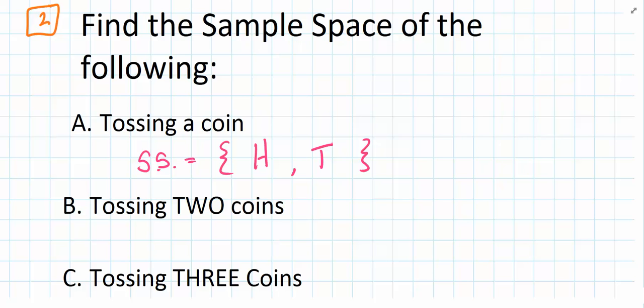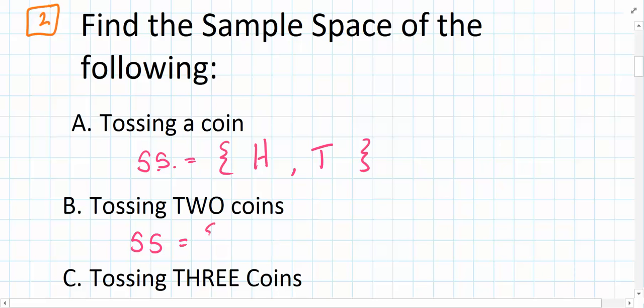If I'm tossing 2 coins, the sample space, I'm going to toss 2 coins. What's one possible outcome for tossing 2 coins? Head, head. What's the next possible outcome? Head, tails. What's another possible outcome? Tails, heads, and then tails, tails.